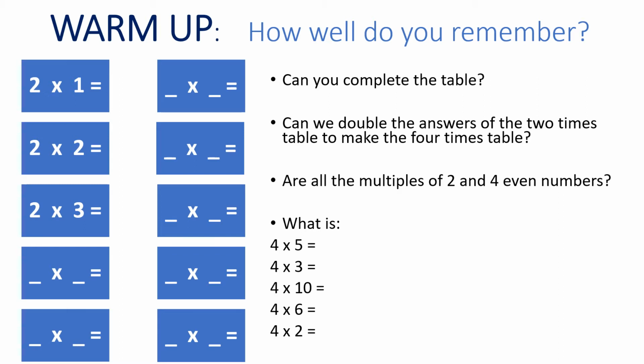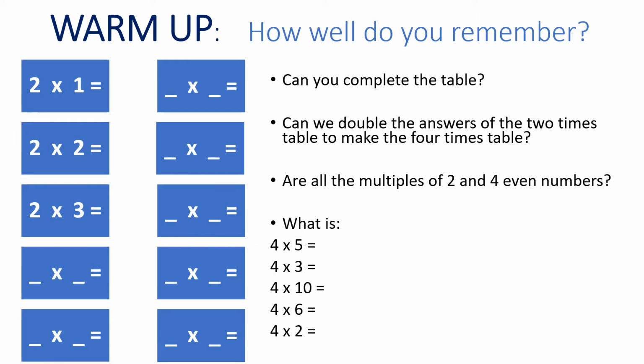we count in twos, and all the numbers are also even numbers. So can you complete this table? And also, can you double the answers when you complete the table? By the time you get all the answers, can you double it to make the 4 times table? Remember, we said in the last lesson that the trick of getting the 4 times table is to double the answers from the 2 times table.